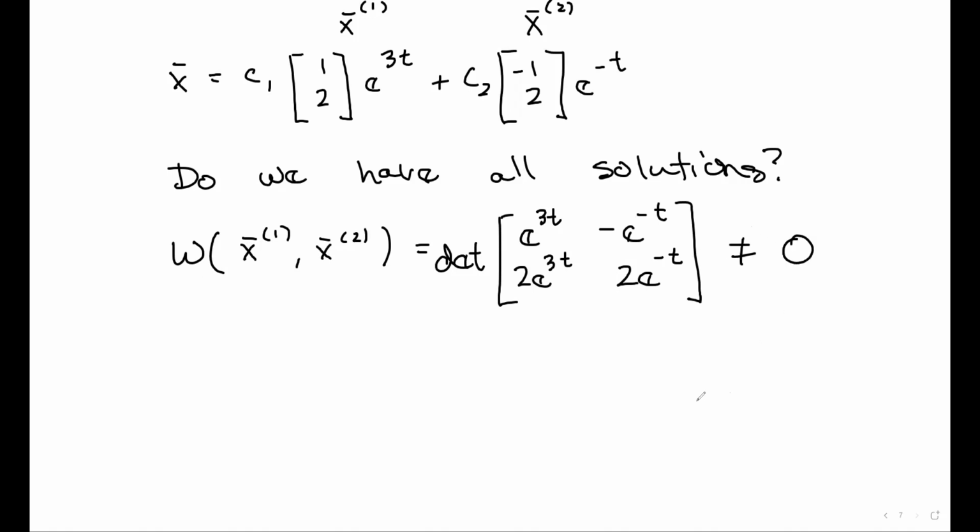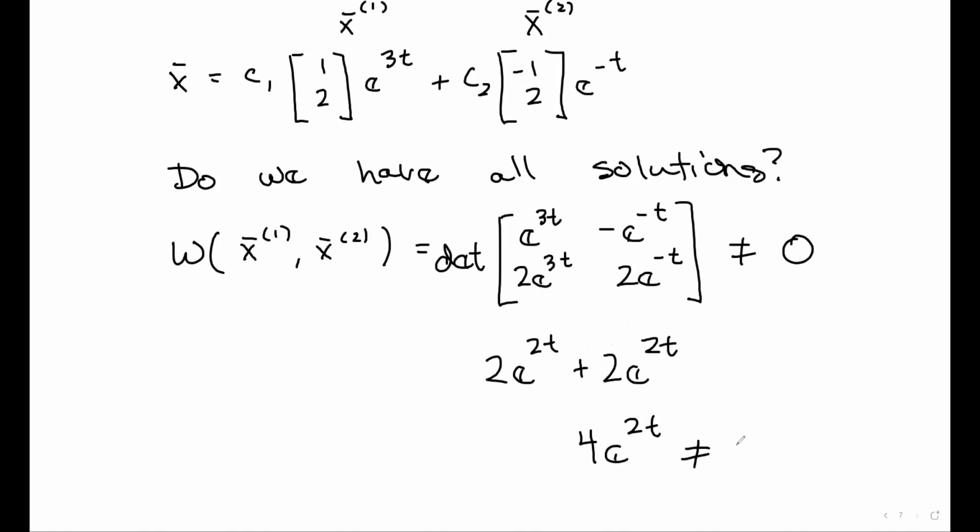So if you go back to second order differential equations, you calculated a Wronskian and the Wronskian had to not be zero. The same thing is true here. Okay, so if we calculate the determinant, e to the 3t times 2e to the negative t produces 2e to the 2t. And then we're going to have minus the product of these two, so that's going to be another 2e to the 2t. And so that ends up equaling 4e to the 2t.